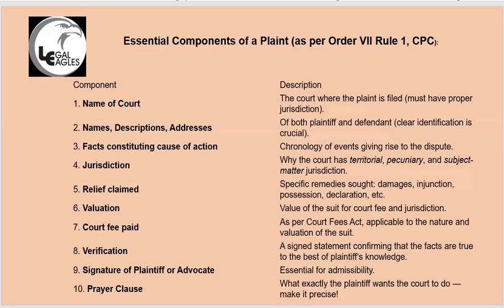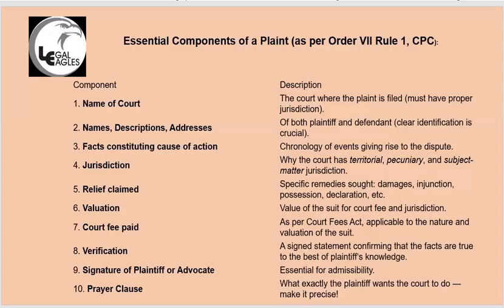Then facts constituting cause of action. Okay, what are the facts constituting the cause of action? It can be 10 facts, 20 facts, whatever all those things you have to give. Then a jurisdiction clause will be there, whether this particular plaint is within the jurisdiction, pecuniary, territorial, and subject matter jurisdiction, and what is the relief you are claiming. Valuation. So based on the valuation, you have to pay court fee. You have to give the valuation. If you are claiming a property, this suit property is valued at 1 lakh rupees, and according to the valuation, the court fee you are paying, you have to mention.